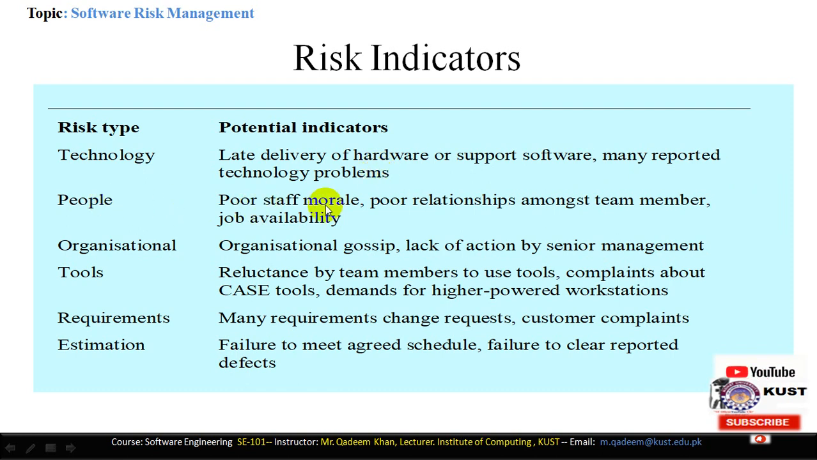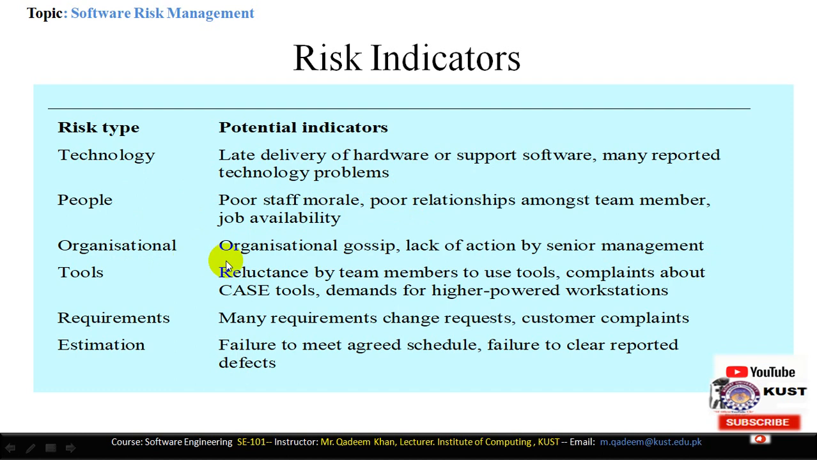People risk: poor staff morale. If the morale of the people is very poor, there is poor relation among the team members, and also there is a job availability problem, then the people risk may occur. So we should always keep our people happy and also encourage them so that they can work with good satisfaction.